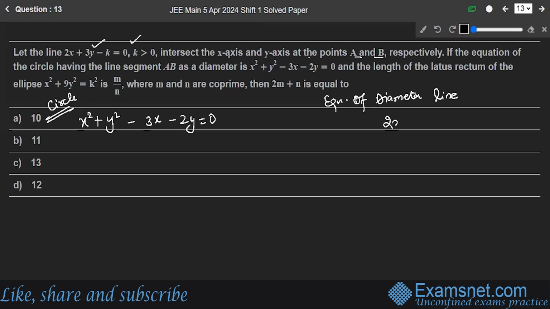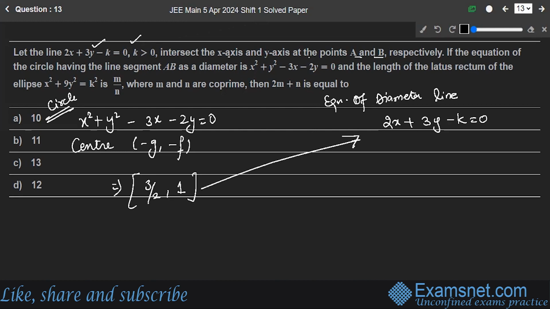That is 2x minus 3y plus 3y minus k is equal to 0. From here, let's find the center. This is minus g, minus f, that is minus half the coefficient of x and minus half the coefficient of y. So this is the center.